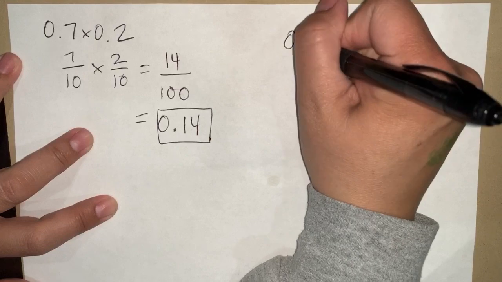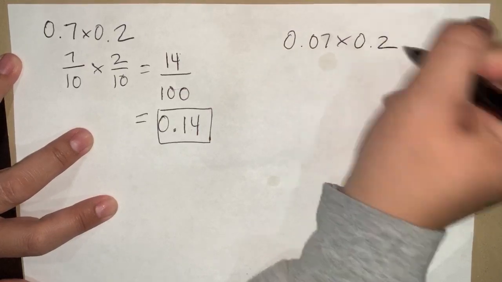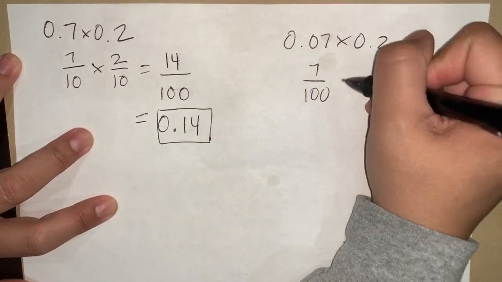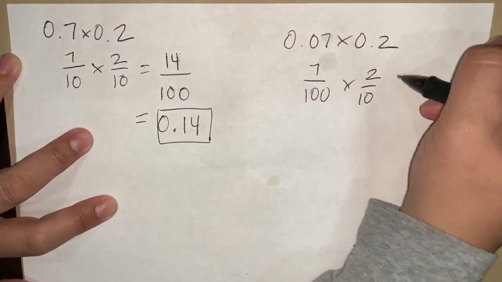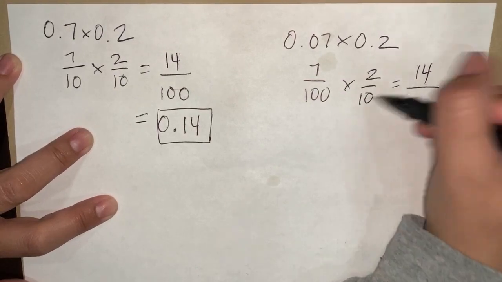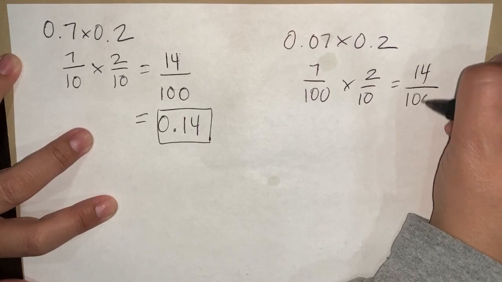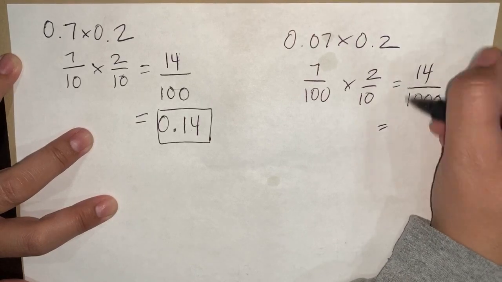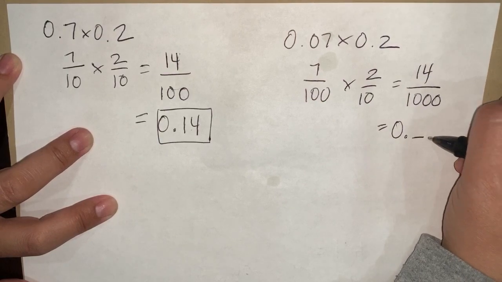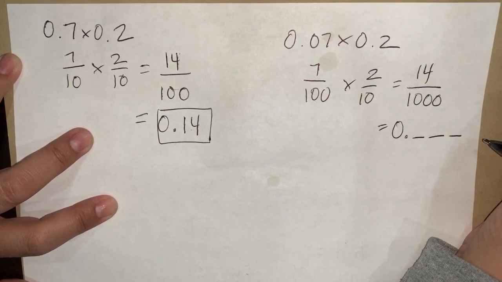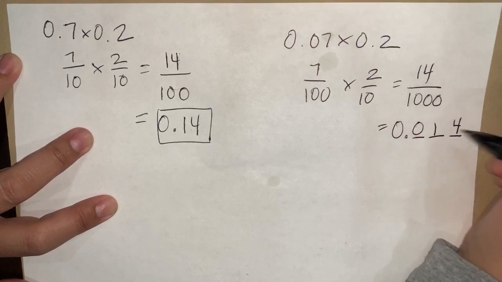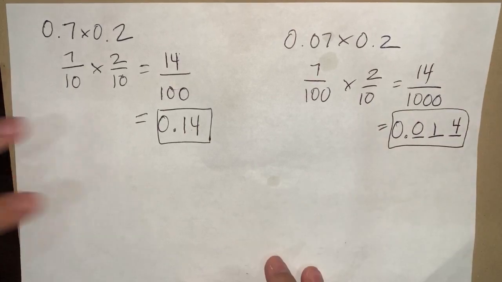Next one, 0.07 times 0.2. Write it out as a fraction, so 7 hundredths times 2 tenths, multiply straight across. 14 over 100 times 10 is 1,000. So 14 thousandths. And again, we've got tenths, hundredths, thousandths. The 4 needs to be in the thousandths place, and then you can work backwards. So there's your answer.